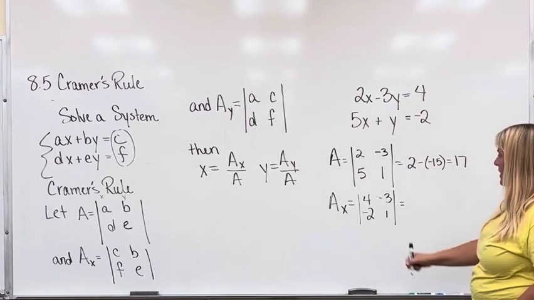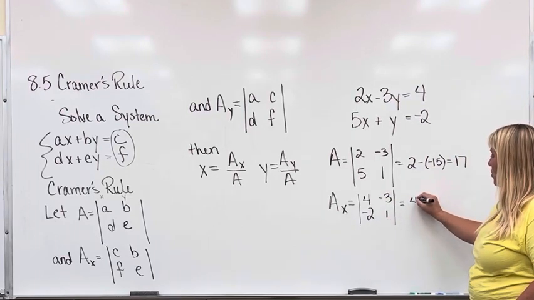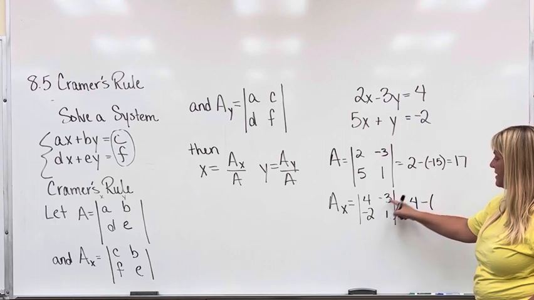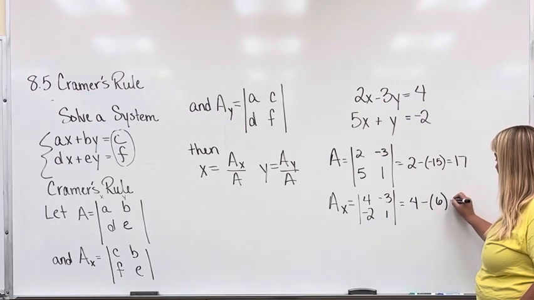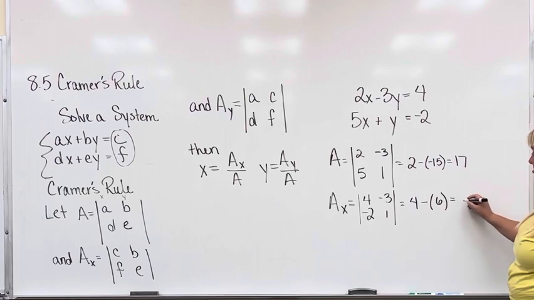And we find the determinant again. Main diagonal is 4, minus opposite diagonal is 6. So that one is negative 2.